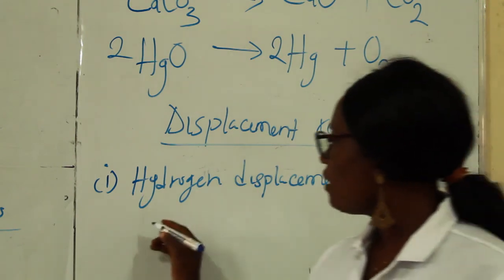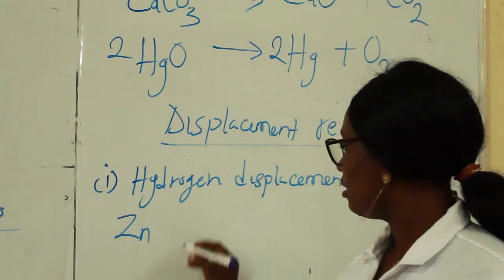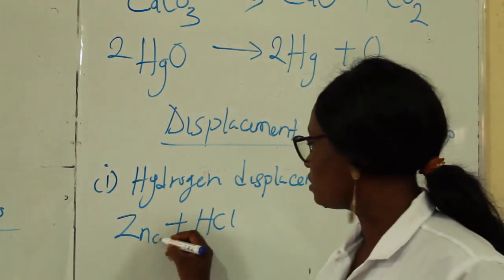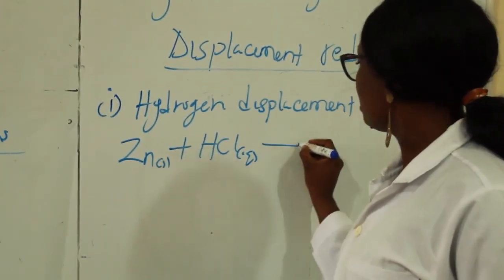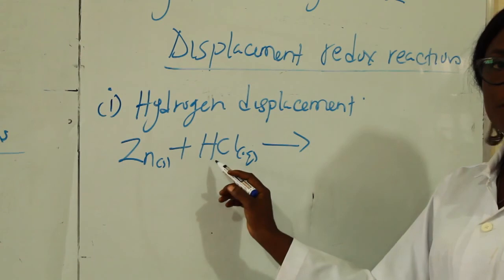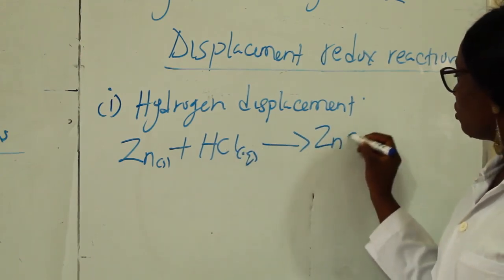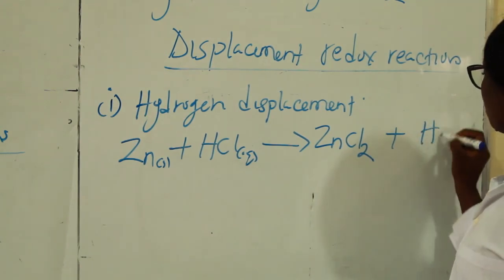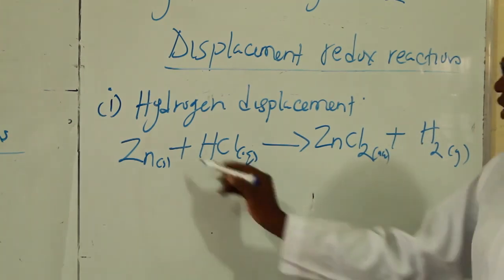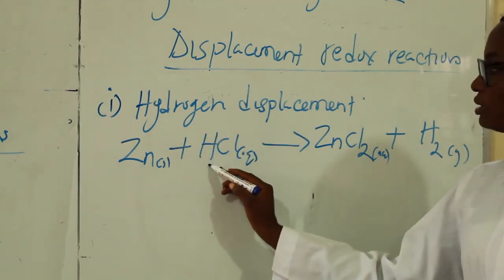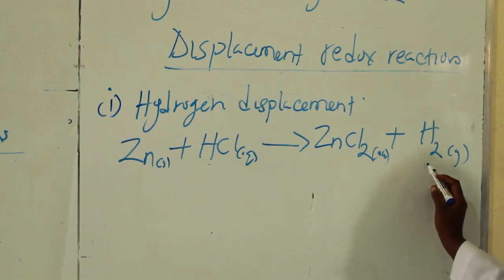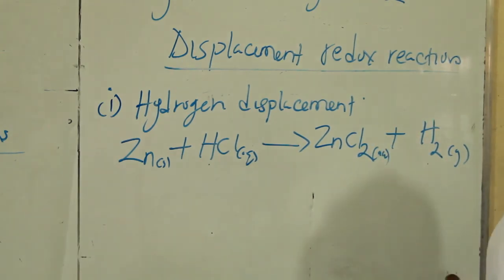What happens when hydrogen is displaced? An example is if you have zinc plus HCl, which is hydrochloric acid. Of course, zinc is solid, the acid is aqueous. We displace hydrogen from this hydrochloric acid, and then you have zinc chloride plus hydrogen gas. So zinc displaces hydrogen from this compound, combines with the chlorine, and liberates hydrogen. Now this is a hydrogen displacement reaction.